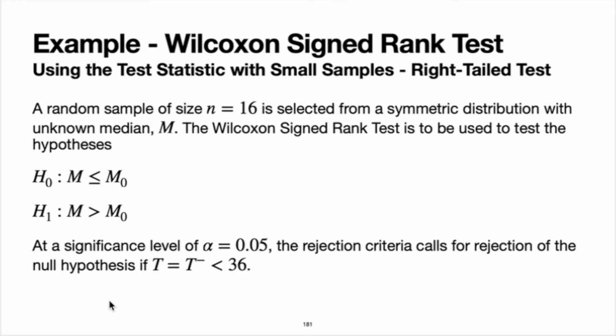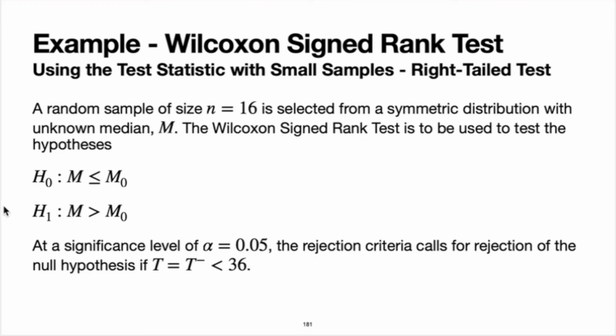Now, at a significance level of alpha equal to 0.05, the rejection criteria obtained from the table calls for rejection of the null hypothesis if t minus is less than 36. Now, if you haven't already done so, open up Table A9, the Wilcoxon signed rank test reference distribution, and take a look at the table. And make sure that you can identify this.